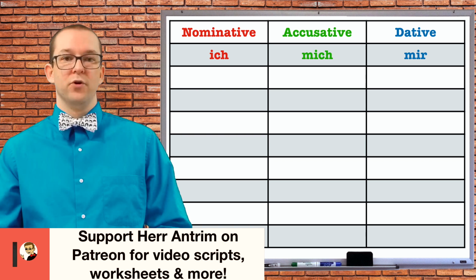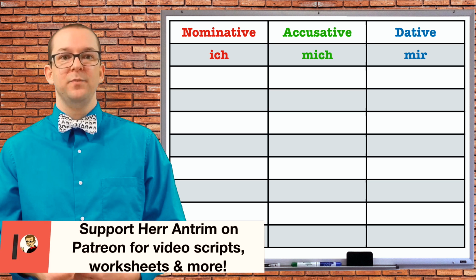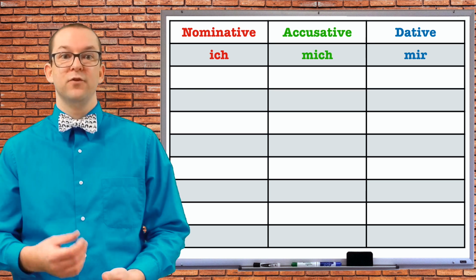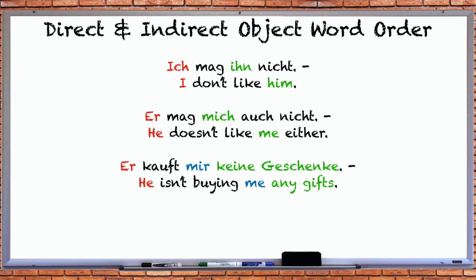Now that you know the word order rules, let's go back and learn the pronouns. Ich, or I in English, becomes mich in the accusative and mir in the dative. In English, this changes from I to me. Ich mag ihn nicht. I don't like him. Mag mich auch nicht. He also doesn't like me. Kauft mir keine Geschenke. He isn't buying me any gifts.